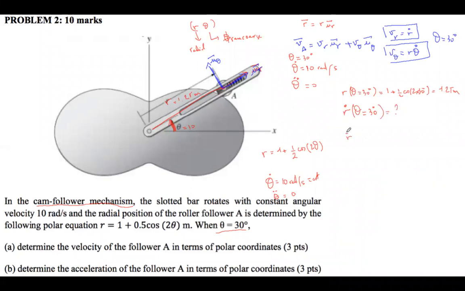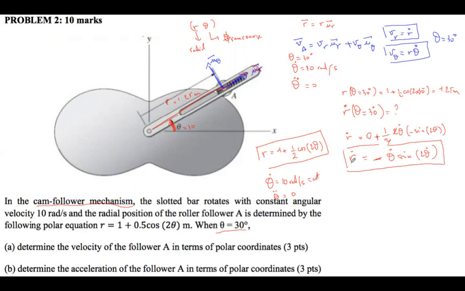Now let's calculate R dot when theta is equal to 30 degrees. First let's calculate R dot for any theta. We know that R is equal to this. So R dot will be the derivative of the constant, which is 0, plus 1/2. What's the derivative of cosine 2 theta with respect to time? It will be 2 times theta dot times minus sine of 2 theta. So R dot is just minus 1/2 multiplied by 2, which cancel, minus theta dot sine 2 theta. This is R dot, the radial velocity, or the radial component of the velocity, at any time.